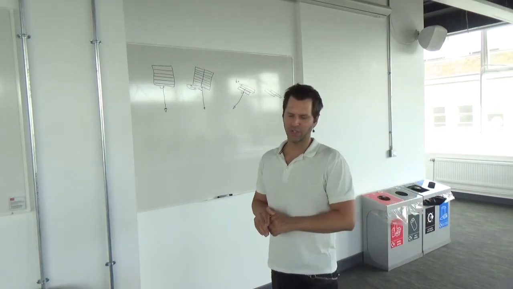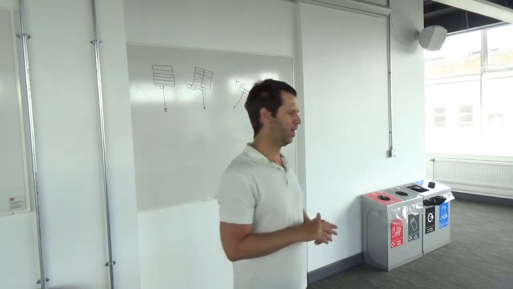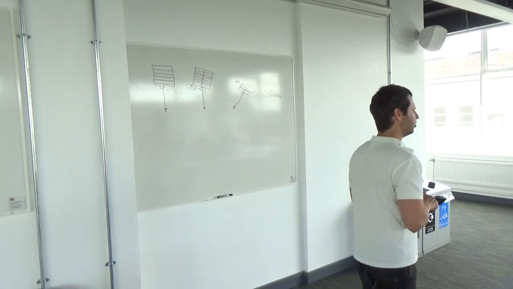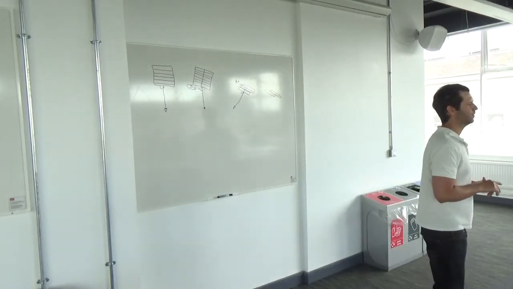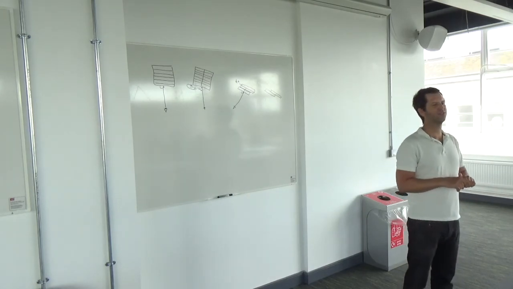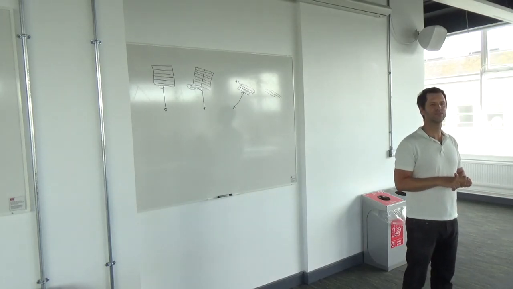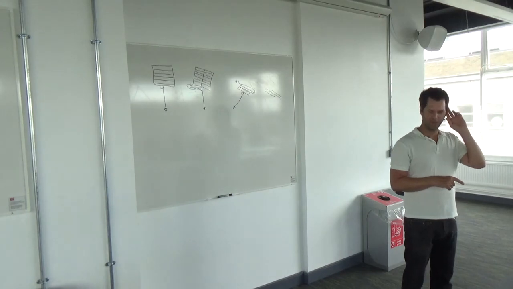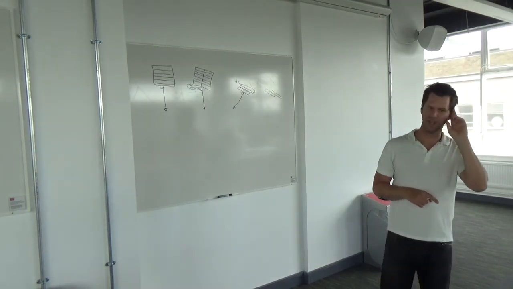But how could you handle that? How could you design a tree map that can handle 10 million rectangles? Anybody have the answer to that? Context and focus. Focus and context, yes.